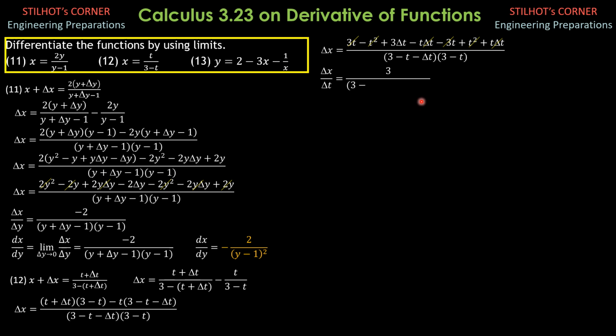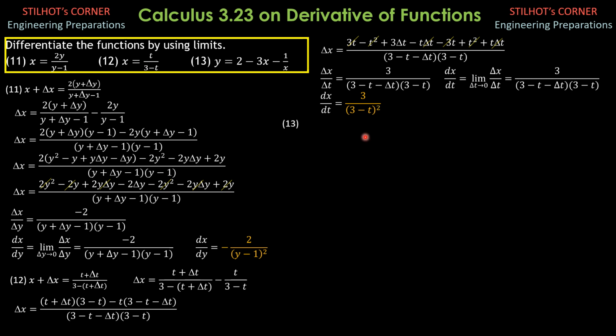So delta x over delta t equals 3 over quantity 3 minus t minus delta t times 3 minus t. The limit of this ratio is the derivative of x with respect to t as delta t approaches 0. So that would be 3 over quantity 3 minus t minus delta t, then 3 minus t. So as delta t approaches 0, then we have 3 over quantity 3 minus t squared, the derivative of x with respect to t.